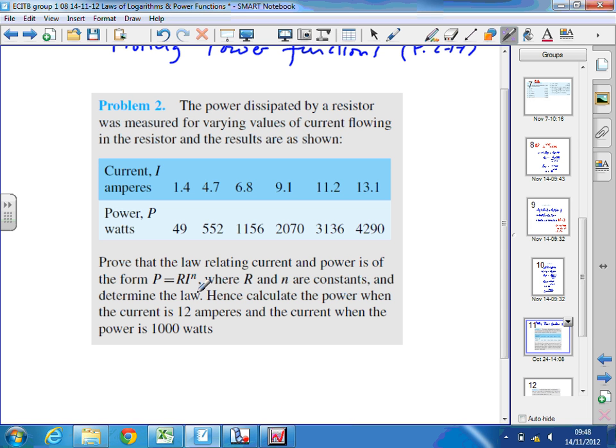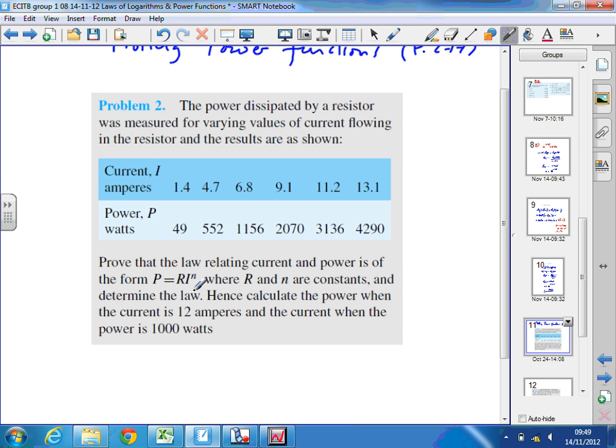And this is a very common thing that will go on in engineering. You've got a set of data and you plot it, and you want to know what the relationship is between these two things. You suspect the relationship is of this form, and you can plot a graph to confirm that it is of that form in the first place, and then once you've done that, find the values for R and n, and that's what we're going to do.